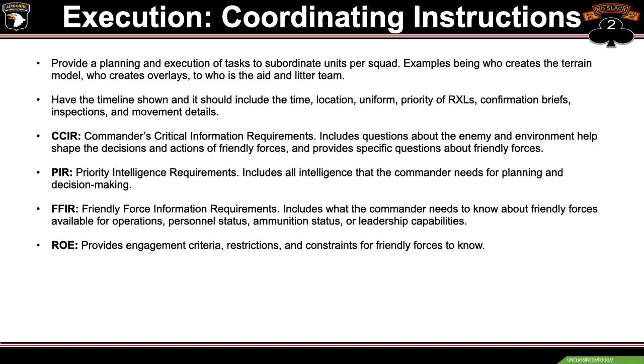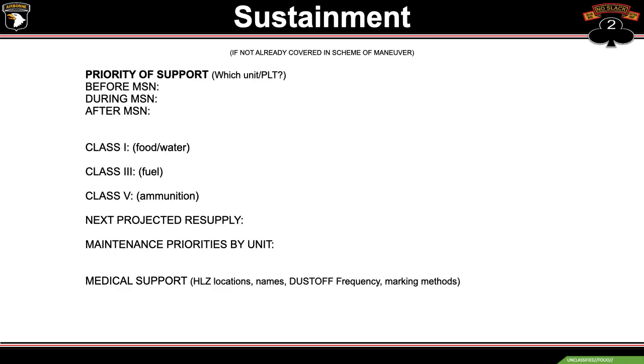And then ROE, this helps us know the engagement criteria, any restrictions and constraints for friendly forces, and especially us as mortars of, where can we and where can we not fire at, or types of rounds that we could or could not fire, things of that nature. And this leads into paragraph 4, which is sustainment.